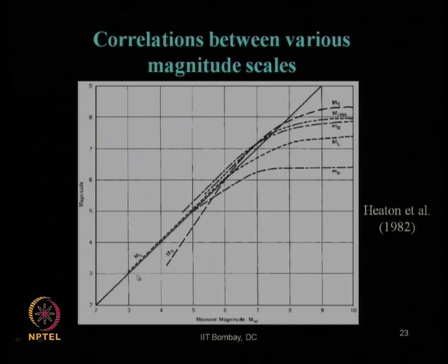So, this dark line shows the line of equality. You can see 2, 2, 3, 3, 4, 4, 5, 5, right? Here 9, 9. Now, you can see this dotted line shows the local magnitude or Richter magnitude ML, which goes here and then saturates. You can see that beyond about 7 or so, it tends to saturate, right?